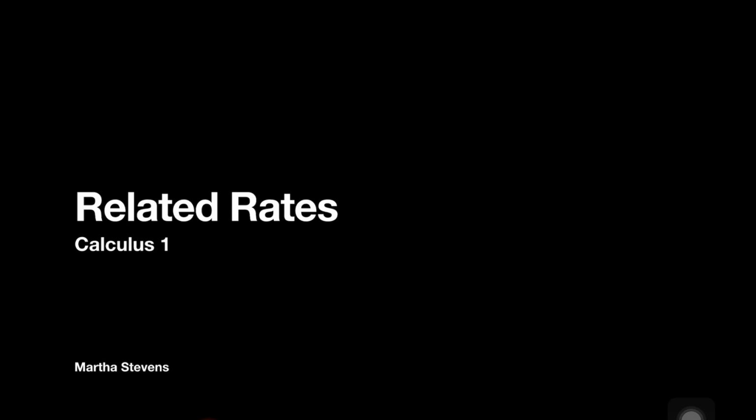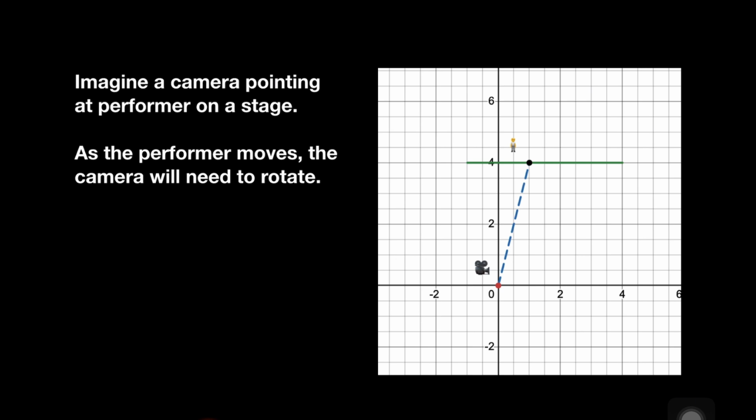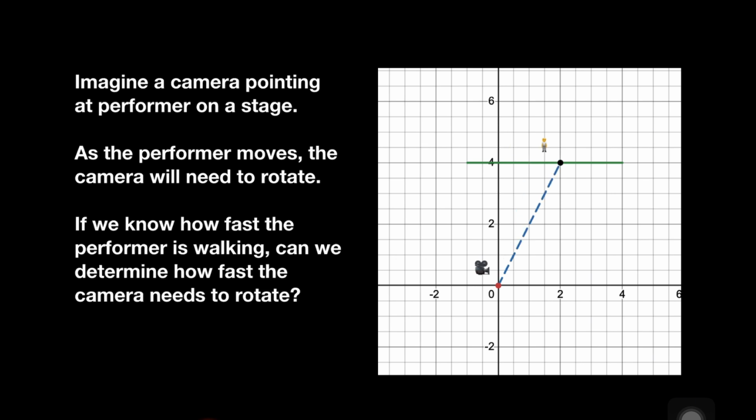We're now going to take a look at one application of derivatives, and that is related rates. So imagine you have a camera pointing at a performer on a stage. As that performer moves, the camera is going to need to rotate. If we know how fast the person is walking, can we figure out how fast the camera needs to rotate? This is an example of a related rates problem.